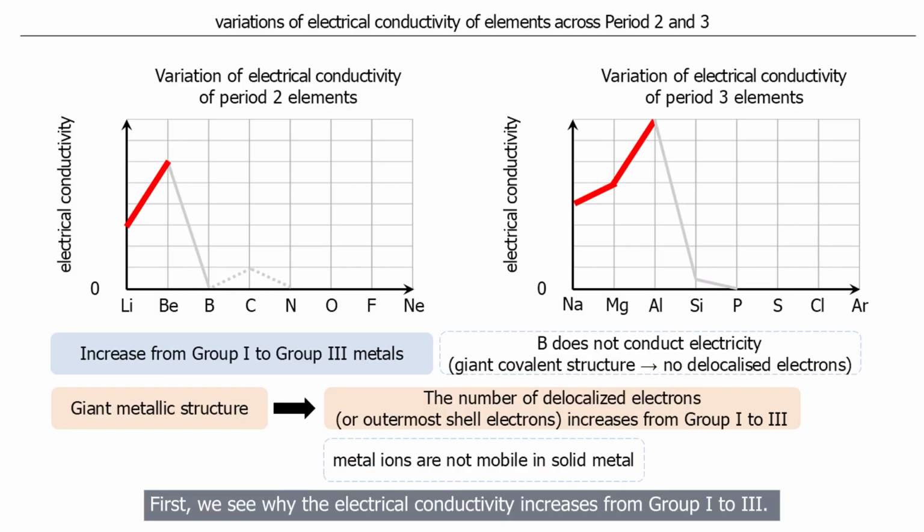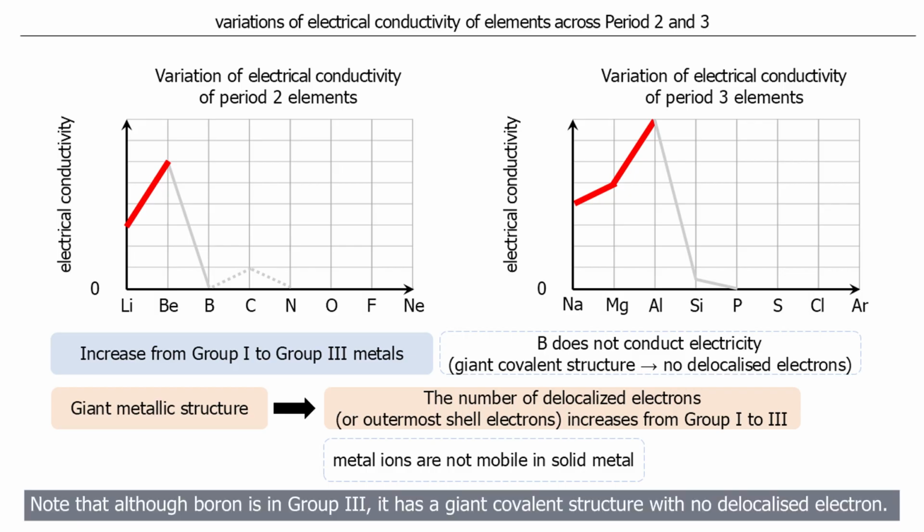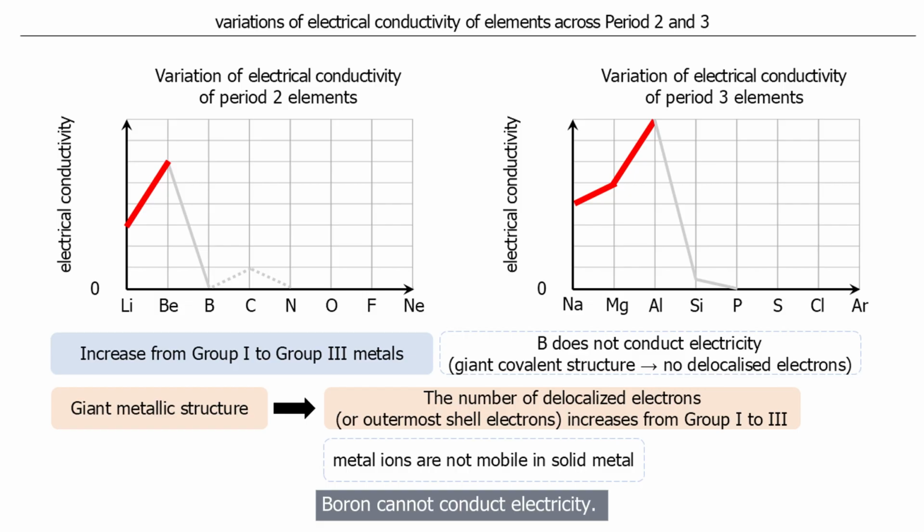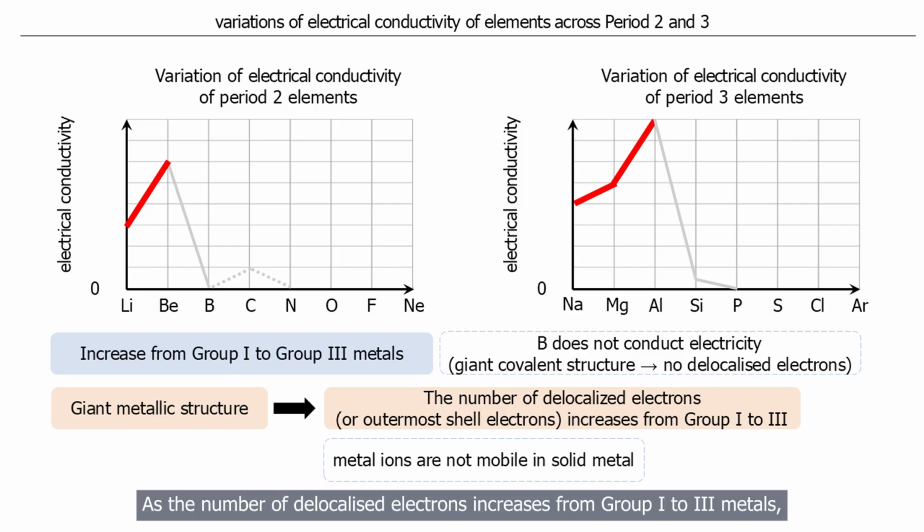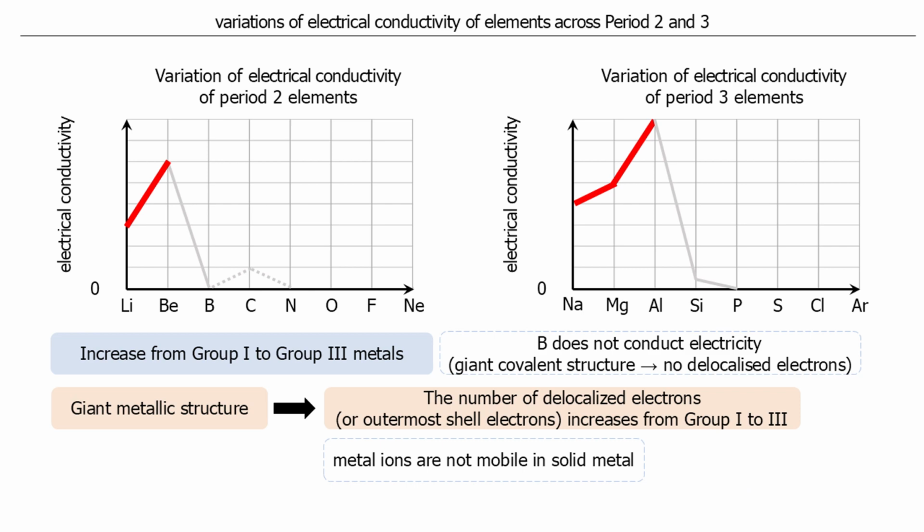First, we see why the electrical conductivity increases from group 1 to 3. Elements from group 1 to 3 are metals with giant metallic structures. They have delocalized electrons to conduct electricity. Note that although boron is in group 3, it has a giant covalent structure with no delocalized electrons. Boron cannot conduct electricity. As the number of delocalized electrons increases from group 1 to 3 metals, the electrical conductivity also increases from group 1 to 3 metals.